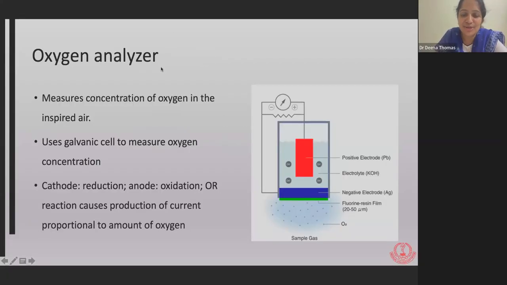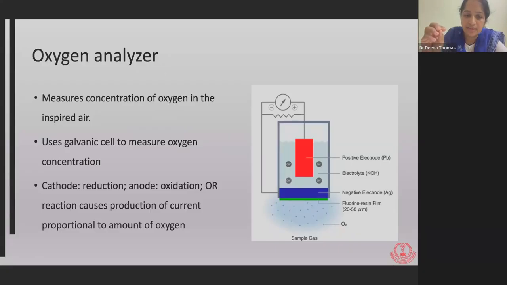It measures the concentration of oxygen in the inspired air. It uses the galvanic cell to measure the oxygen concentration. It is actually used for calibration. When you have a blender, you have to calibrate it and see whether, when you are setting 25%, the blender is giving 25% or is it giving 21%? You have to use an oxygen analyzer for the same. So it measures the concentration of oxygen in the inspired air.